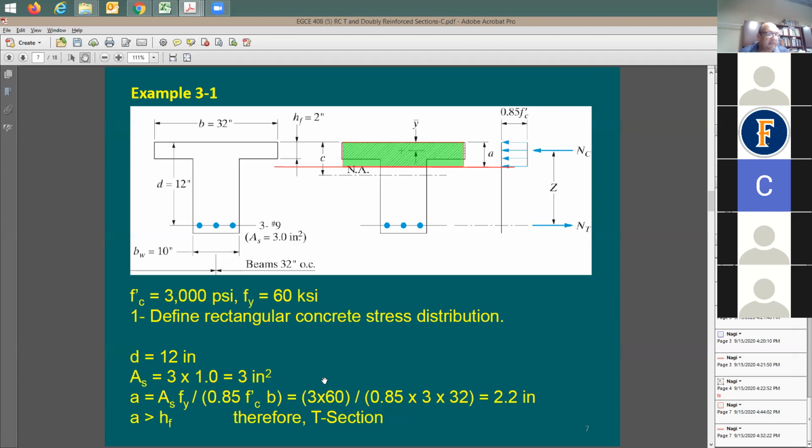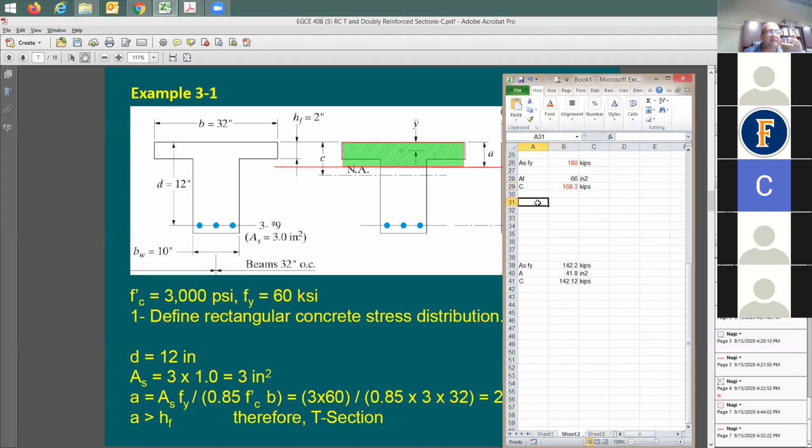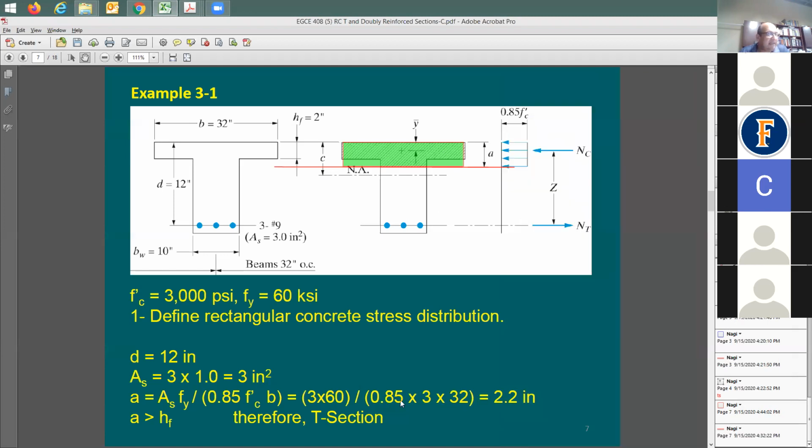Why? Because I simply said, according to this equation, if you want to find out the compression force, compression force actually equals 32 times 3 times 0.85 times 2.2. This is what I'm saying. So let me show you here the artificial C that's not really correct. Here's the C, if you like to use my equation. It's going to be 32 times 3 times 0.85 times 2.2. Look at this. 179.5, almost equals 180 with the rounding up of the numbers, right? So if I use this equation here, it makes sense.